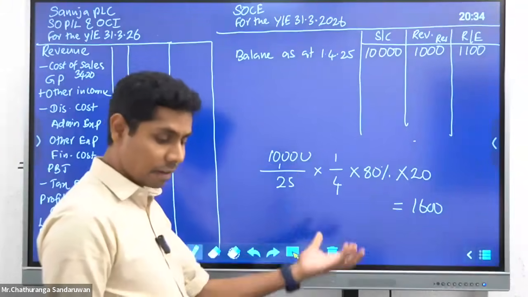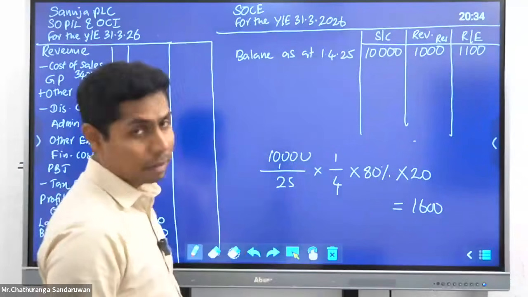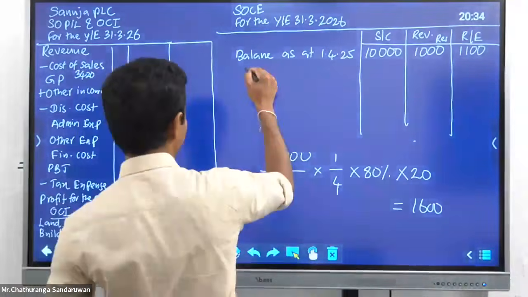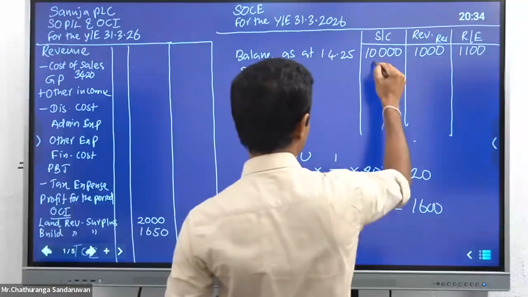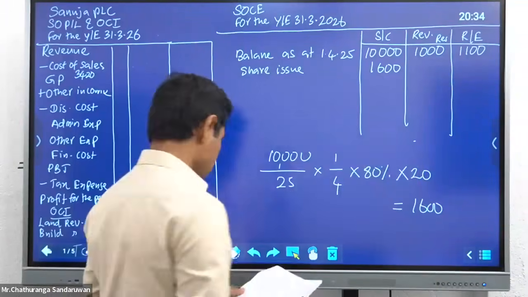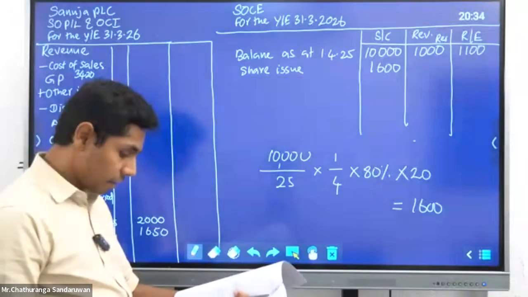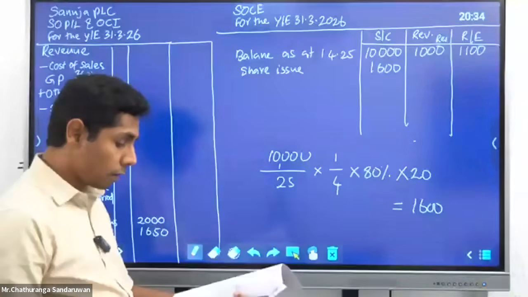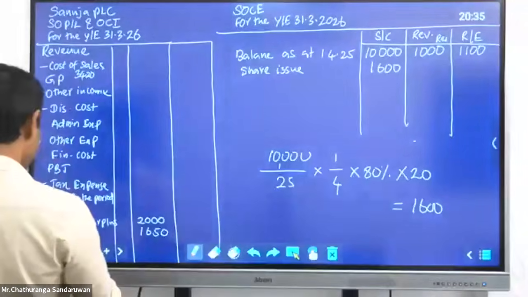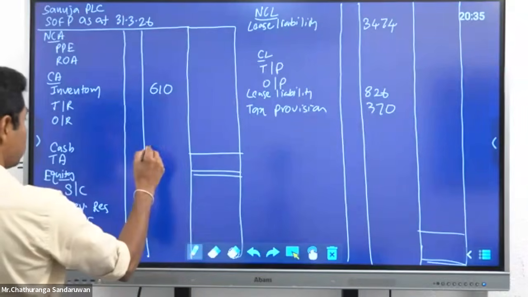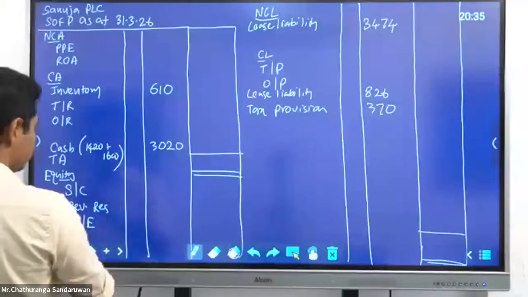Both debit and credit entries are not recorded. So in the rights issue, we get cash. Cash account debit, stated capital credit. Therefore, write share issue, add 1,600 here, and also add 1,600 to the cash. Cash balance as per the trial balance, cash and cash equivalents 1,420 plus 1,600, it is 3,020, right? 3,020. 1,420 plus 1,600.